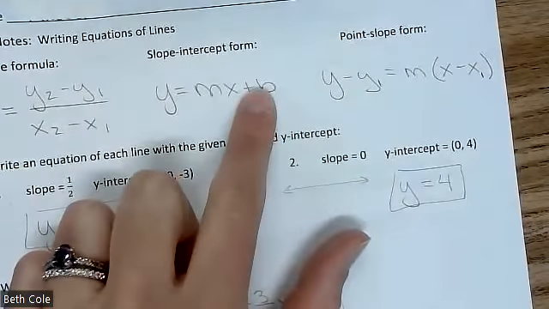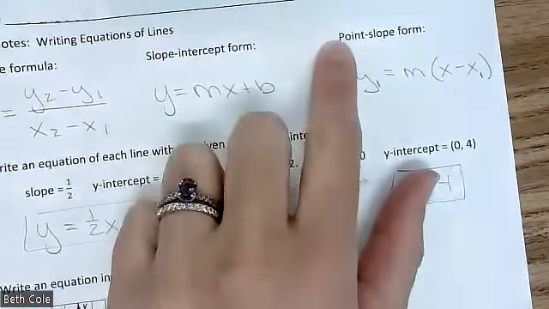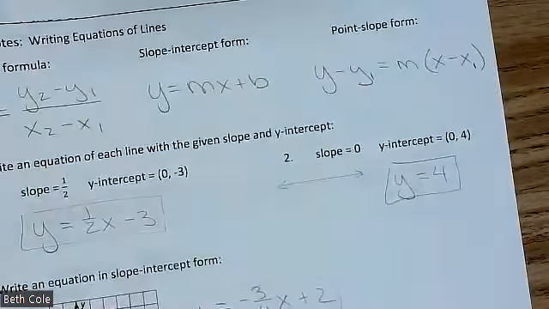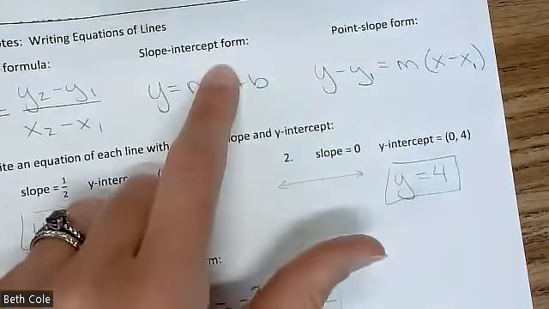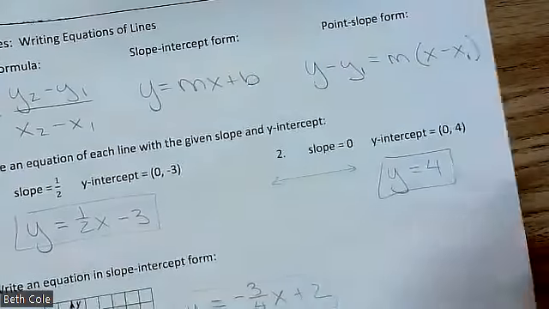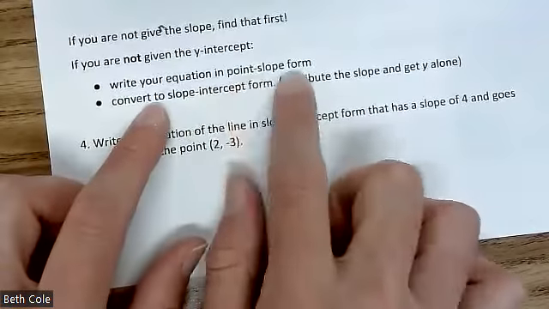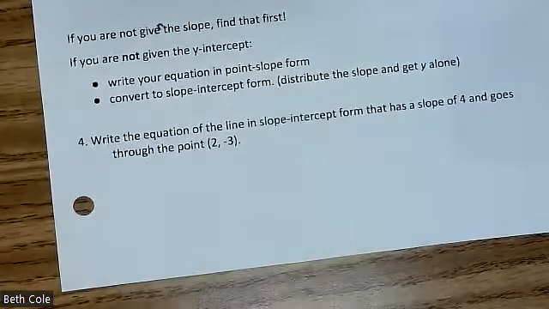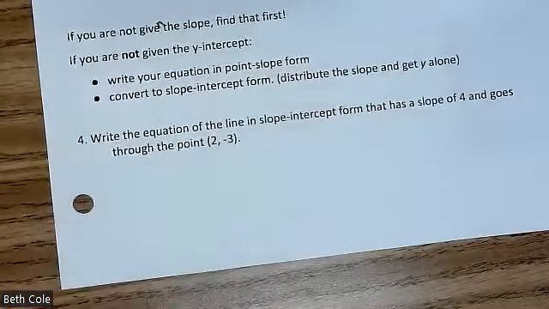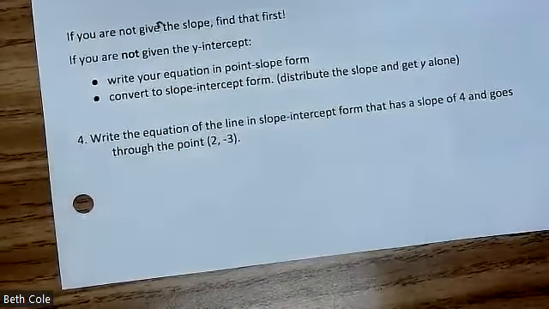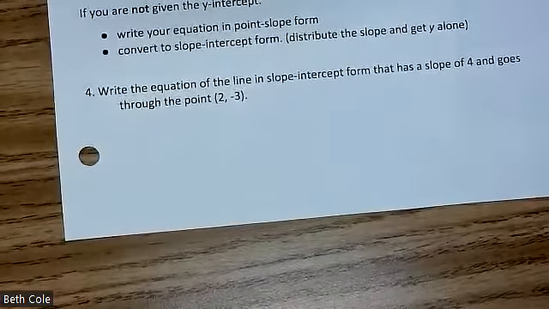This has to be the y-intercept. It's really picky. Point slope, that point can be any point on the line. Do you get what I'm saying? It's less picky. This one has to be the y-intercept. This one can be any point that's on the line. So you would write it in point slope form and then just rearrange it. You would distribute the slope and get y alone. Just rearrange it so it's in y equals mx plus b. We are going to practice the heck out of this, okay?